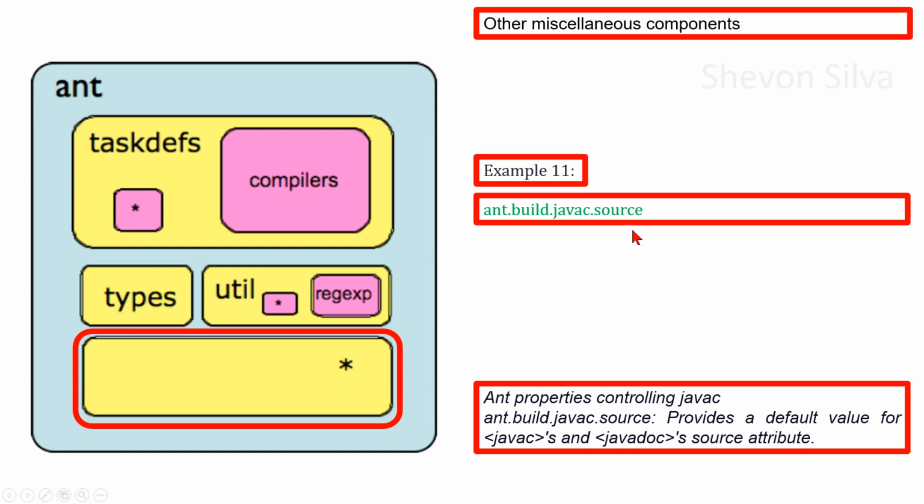Now we are considering Ant properties that control Javac. ant.build.javac.source provides a default value for Javac's and Javadoc's source attributes.